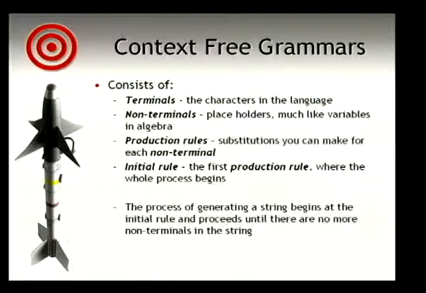Then we have production rules, which are substitutions that you're allowed to make for each non-terminal. So, for example, in a noun, you could substitute a specific noun: man, dog, cat, computer. The initial rule is the first production rule. It's just a production rule like all of the rest, but you start from there. The process of generating a string begins at the initial rule and proceeds until there are no more non-terminals in the string, no more noun and verb. We actually have a specific sentence, the man ran.